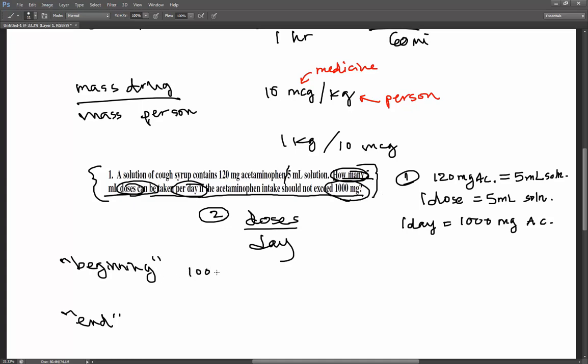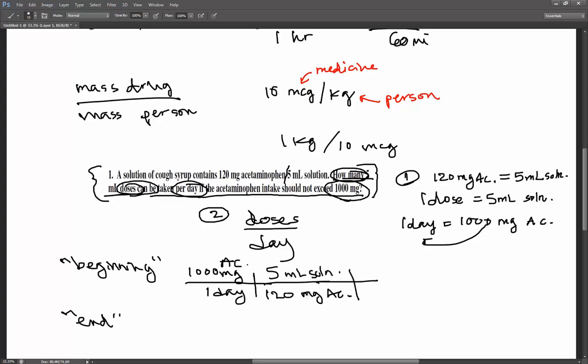So I might put my 1,000 milligrams here on top, and that comes with day. Now I don't want to cancel out days because I have that on the bottom. That's great, but I do want to cancel out milligrams of acetaminophen. So I'm going to find milligrams of acetaminophen in all of these numbers that I pulled out, and I see it up here in the top. I'm going to put that on the bottom so that they will cancel. And of course that comes with 5 milliliters of solution on top. Now my milligrams of acetaminophen cancel. And now I have the number of milliliters to be taken in a day.